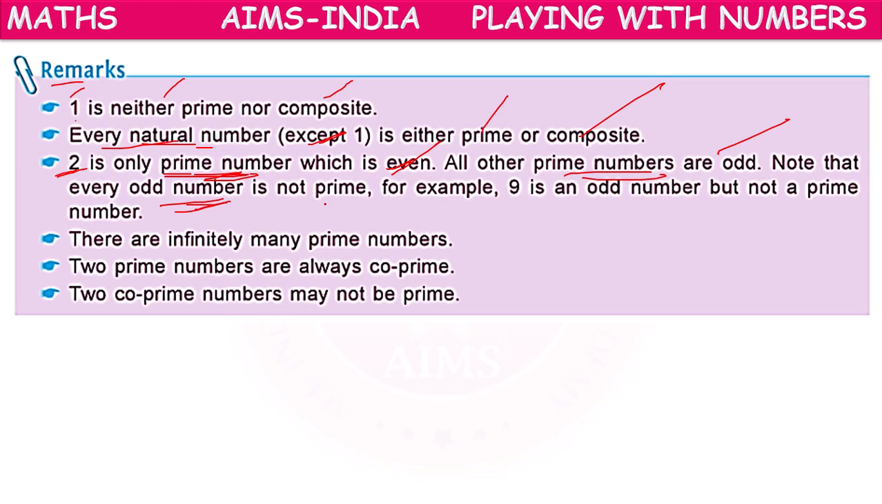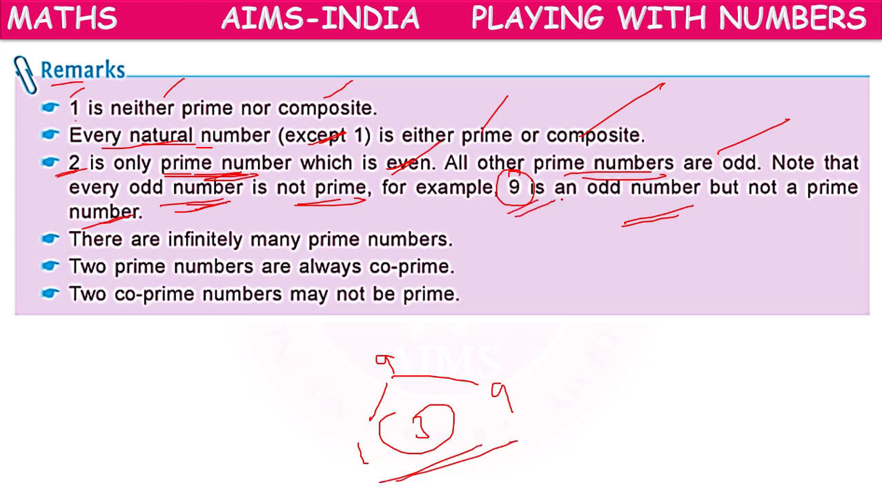So every odd number is not prime, because 9 is an odd number, but it is not a prime number. Why? Because for 9, along with 1 and 9, 3 is a factor. More than 2 factors it is having. That's why it is not a prime number. How many prime numbers are there? Infinitely many. Infinitely many prime numbers we have.